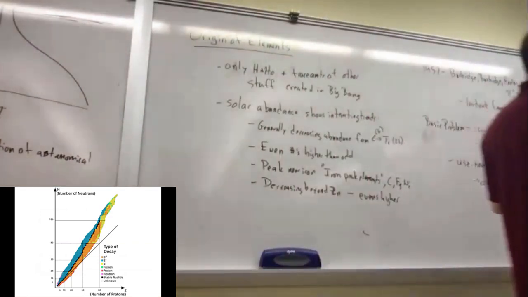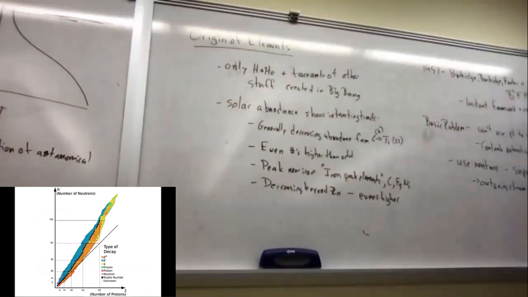This is a chart of all of the nuclei, all of the isotopes, right? So you've got the Z number on the x-axis, and you've got the atomic mass, the nucleon number, on the y-axis. Sorry, this is the number of protons, and this is the number of neutrons. So the 1-to-1 line is carbon-12, oxygen-16, helium-4, which have the same number of protons and neutrons.